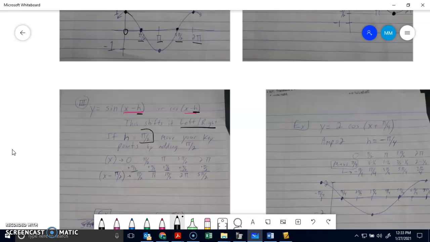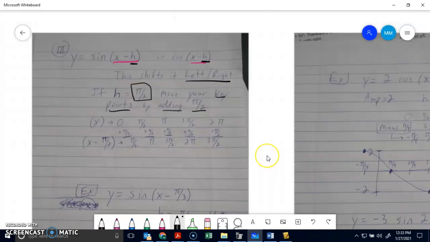So let's say h is pi over 2. I'm going to move all my key points by adding pi over 2 to each of them. So my key points are 0, pi over 2, pi, 3 pi over 2, and 2 pi. I'm going to add pi over 2 to each of those. Now, if you're not sure, if you can't just look at pi over 2 plus pi over 2 and know that's pi, or pi plus pi over 2 is 3 pi over 2, get rid of the pi's. So think of your key points as 0, 1/2, 1, 3/2, and 2.